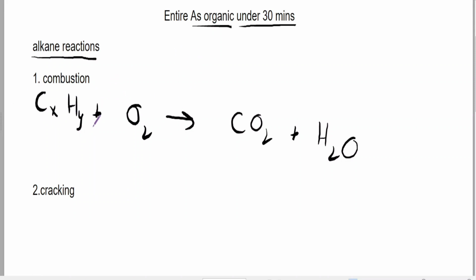So, CxHy plus (x + y/4) O2 gives x CO2 plus y/2 H2O. You can use this formula to balance this equation. They'll usually give you the number of carbon atoms and the number of hydrogen atoms, and you'd have to balance this type of equation.